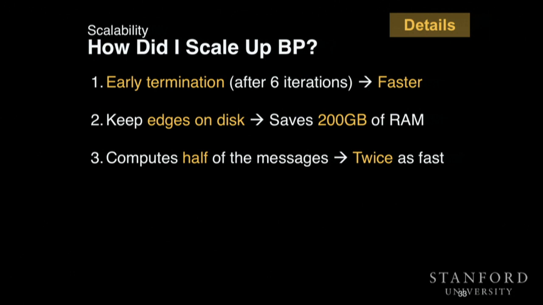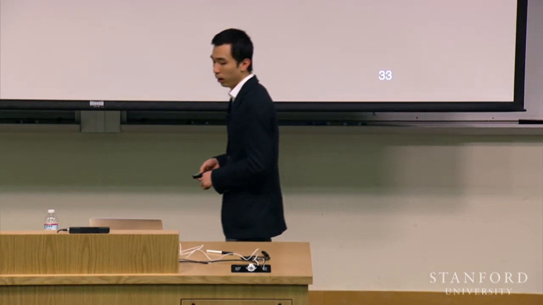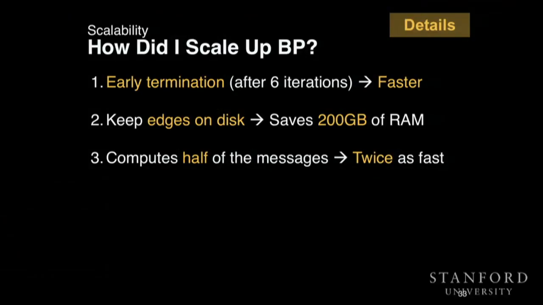Second thing is due to the nature of the algorithm, we don't really need random access to the edges. So that means we can keep all the edges of the graph in a file, and we do a sequential scan in each iteration. So hard disk is very good for sequential scan, bad for random access. Since we don't need random access, we can keep the edges of the graph on disk.